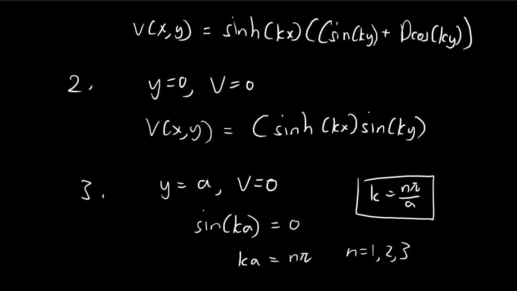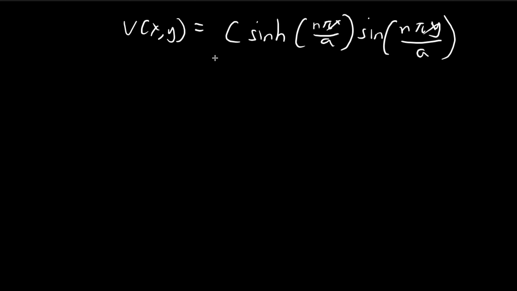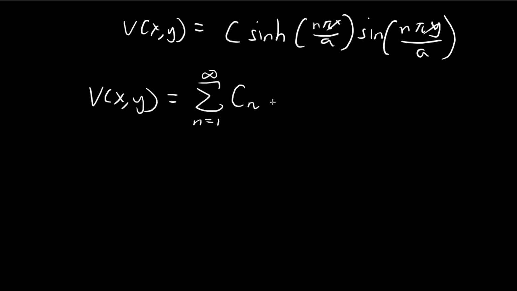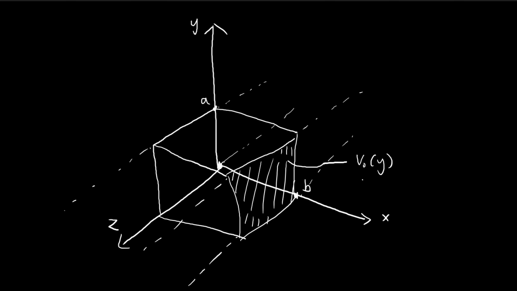So you can see that our answer can be written as something like this, sinh of n pi x over a, sine of n pi y over a. And then we know that the potential can be a linear combination of all possible solutions, right? There is a different solution for every different n. So we can combine all the solutions like this. And then you see that in order to complete our solution, we still have one more unknown, that is c_n. And that will be determined by our final boundary condition, that is the potential that's given to us.